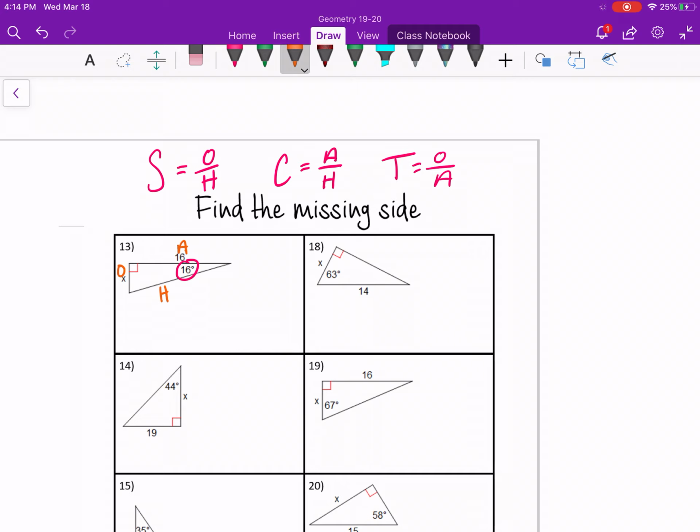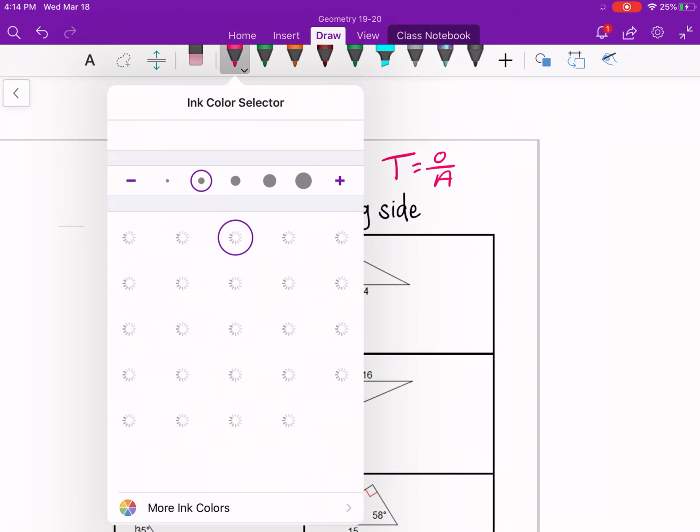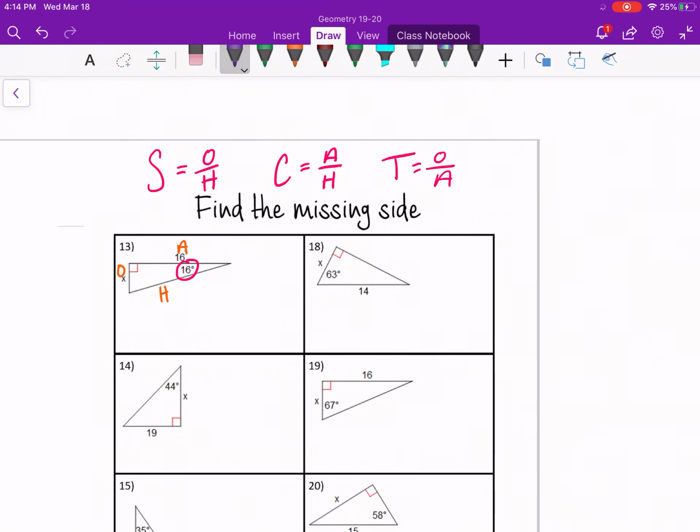So once we have all of our sides labeled, we're going to do something I like to call the circle game. The circle game is when you circle a letter, H, O, or A, only if it has something written outside of the triangle with it. So here, I can circle A because there's a 16 written outside of the triangle with it, and I can circle O.